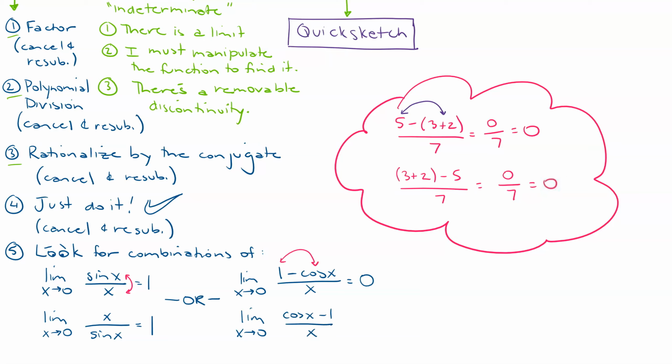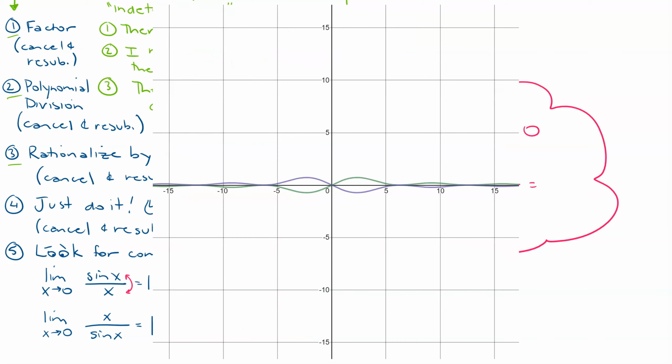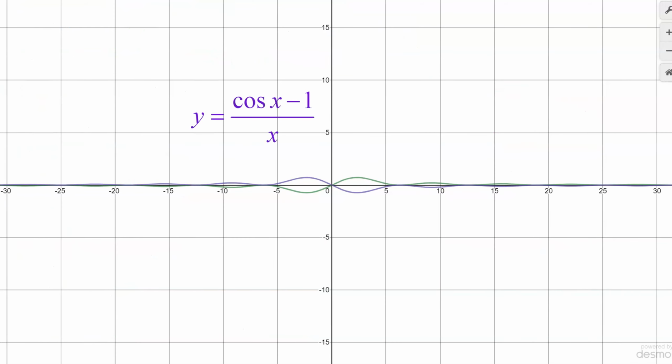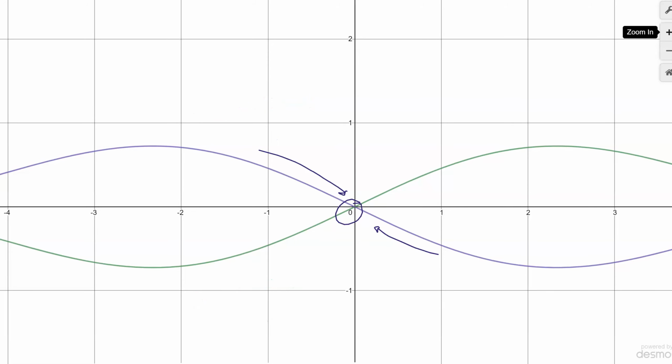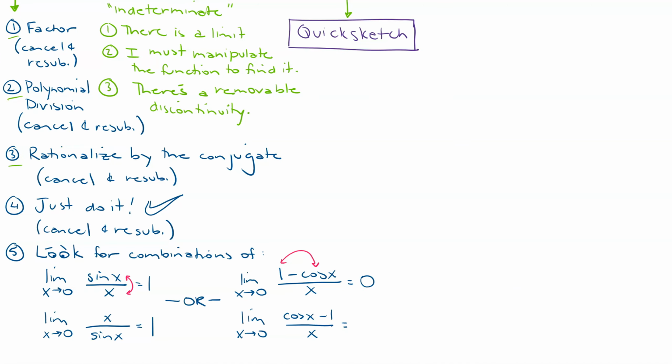We need to go look at the limit as x goes to 0 of cosine x minus 1 over x. I've now brought in the function y equals cosine x minus 1 over x. I have it in purple there. You can still see the original function in green. Let's go ahead and zoom in. And as you can see, this new function also approaches a y value of 0 as we approach an x value of 0. The limit of this function is 0 also. So I'm going to add that to my limit chart. The limit as x goes to 0 of cosine x minus 1 over x equals 0.